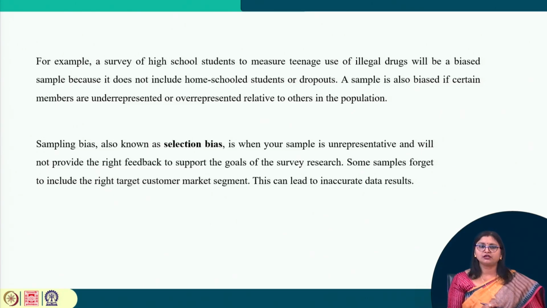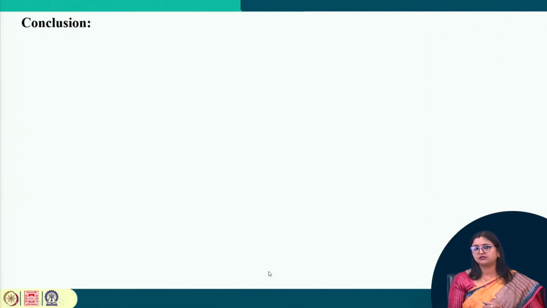Some samples forget to include the right target customer market segment. This can lead to inaccurate data results. So, this was about the sampling or sample bias.